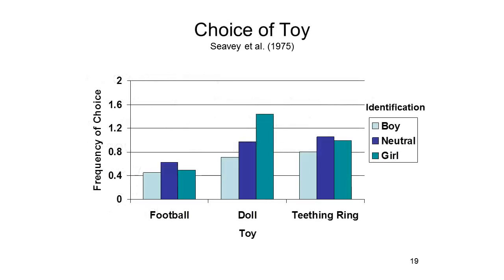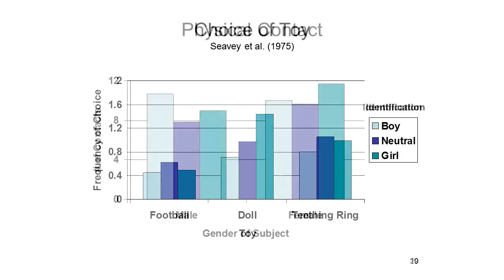In fact, adults who thought they were interacting with a girl were much more likely to choose a doll as a prop for the interaction, as opposed to those who thought they were interacting with a boy. There wasn't any difference in the use of a football or a teething ring, which were also available as toys, but the doll showed a clear difference between adults who thought they were interacting with a boy and those who thought they were interacting with a girl.